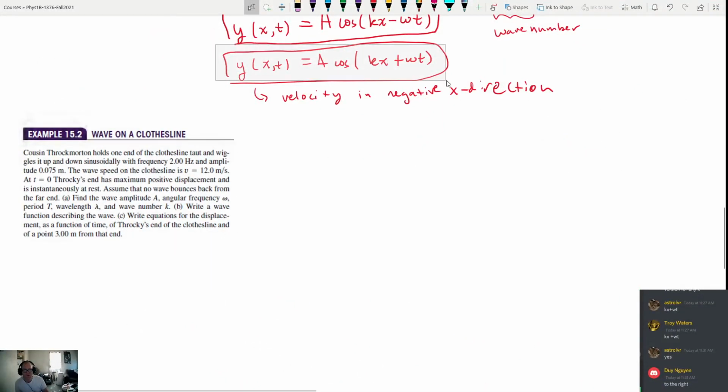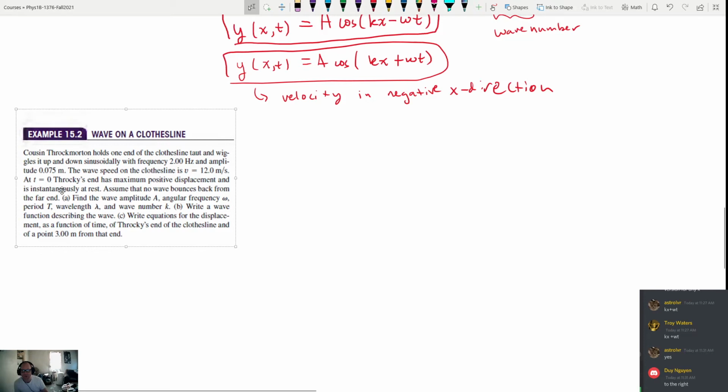Okay, so we've got our traveling wave equation. We want to use that to solve this problem here. So this says, cousin Throckmorton holds one end of the clothesline taut and wiggles it up and down sinusoidally with a frequency of 2 Hz and an amplitude of 0.075 meters. The wave speed on the clothesline is v equal to 12 meters per second.